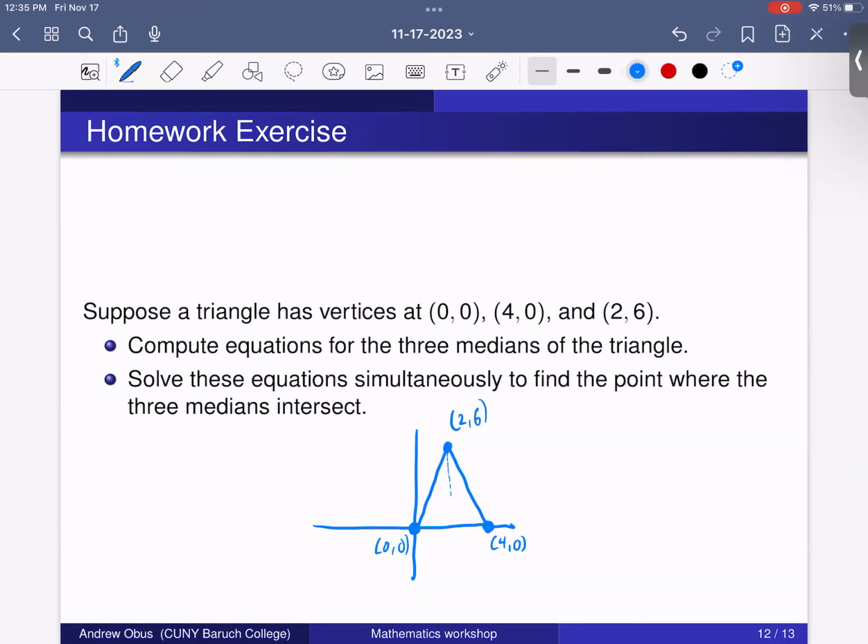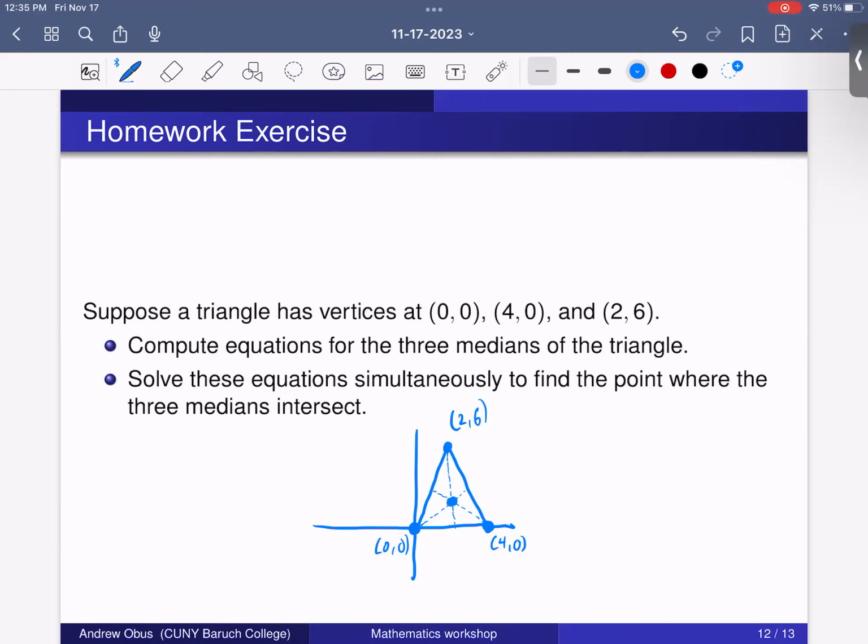So each median is a line, right? It's a line that goes from one vertex to the midpoint of the other side. So I want you to compute the equations for each of these lines. The lines will be like y equals mx plus b. There'll be equations involving y and x. And then solving these equations simultaneously, you'll be able to compute the point where the medians intersect.